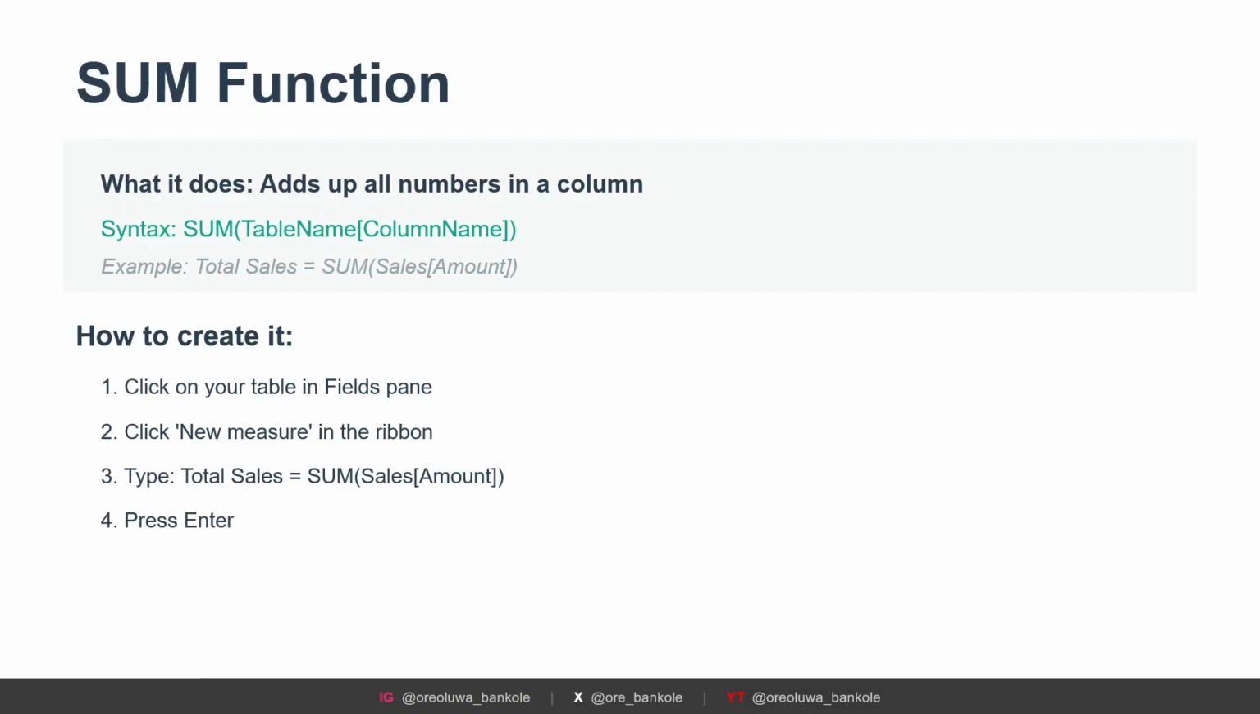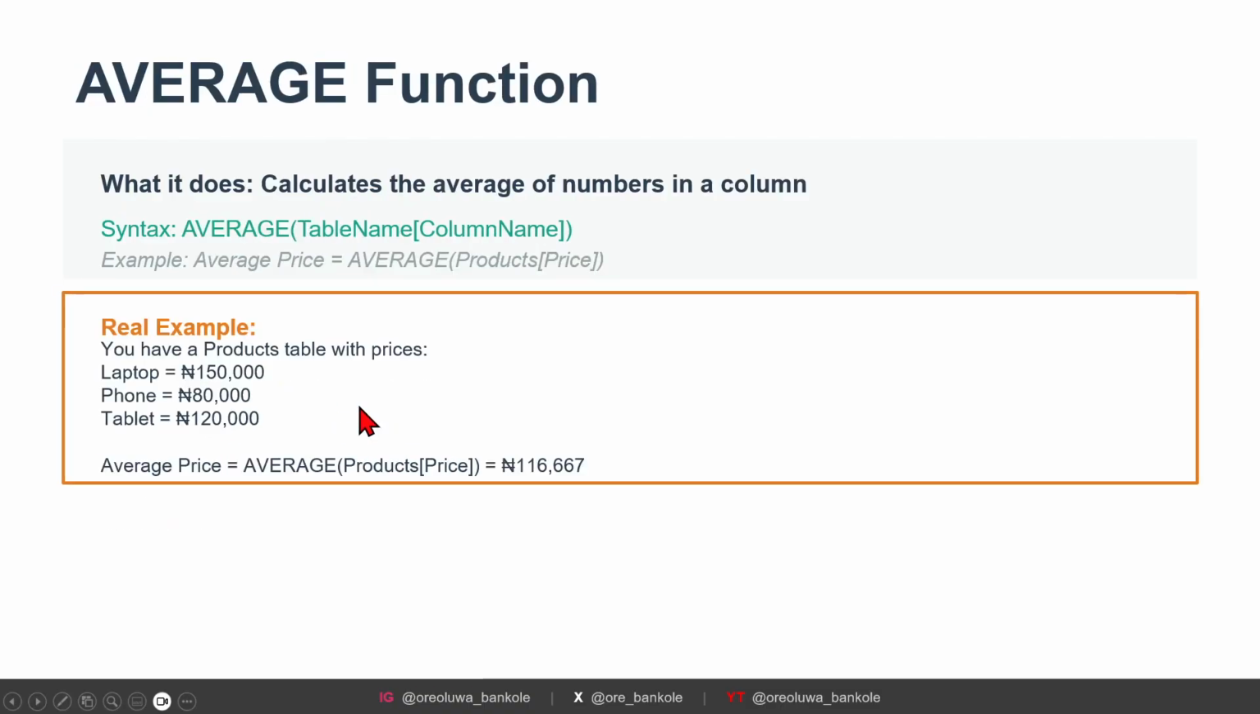The next one is the average. What does average do? Average allows us to calculate the average of numbers in the column. The same way sum goes is the same way average goes: average, table name, column name. So let's say the average price is equal to average of the product price, and you have your result.